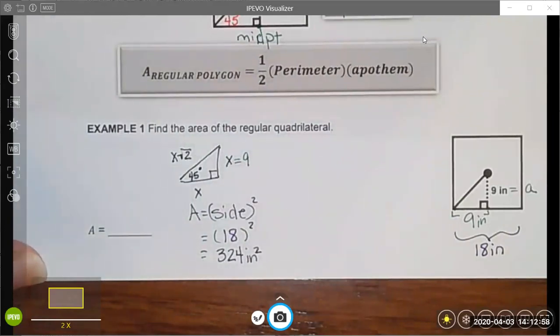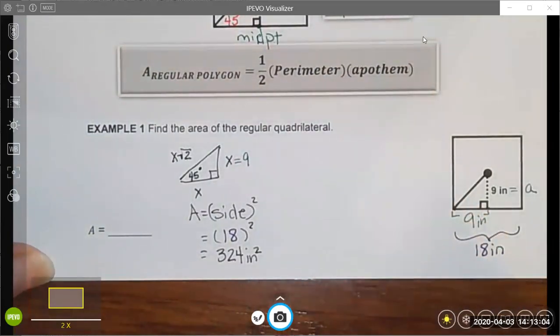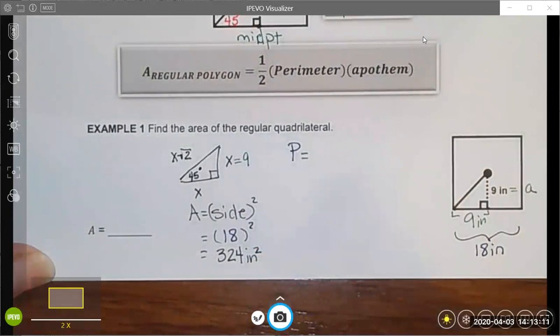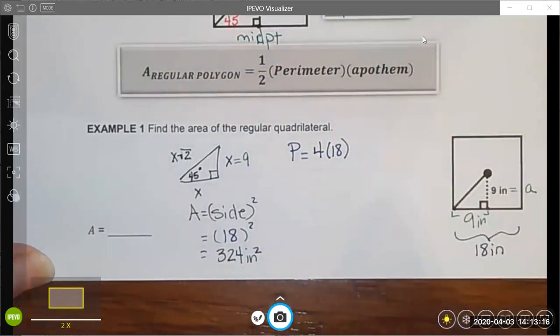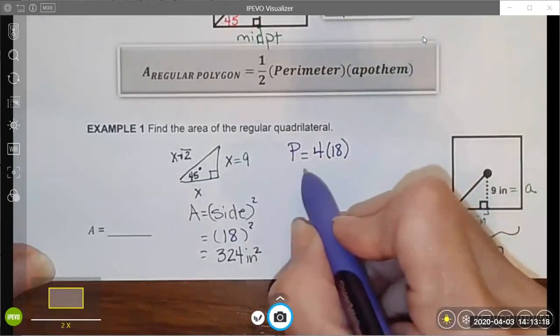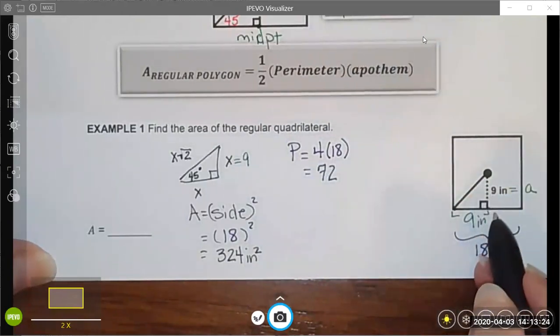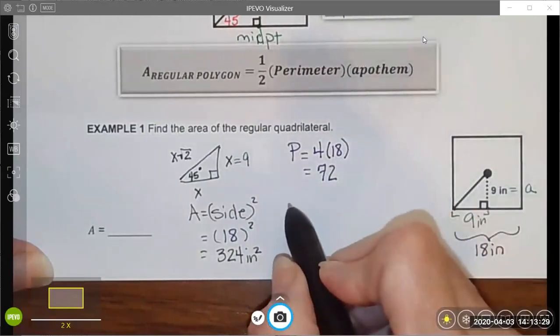If I wanted to see what the answer would be using the newer formula, I can do this as well. To do so, I need to find what my perimeter is. So I'm just going to take a moment to calculate my perimeter. My quadrilateral has 4 sides. Each side is equal to 18, so the perimeter of my square is 72 inches. I now have enough information, because I was given the apothem, to calculate the area using this formula.